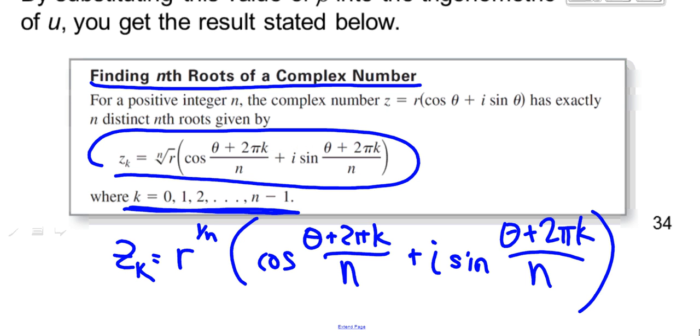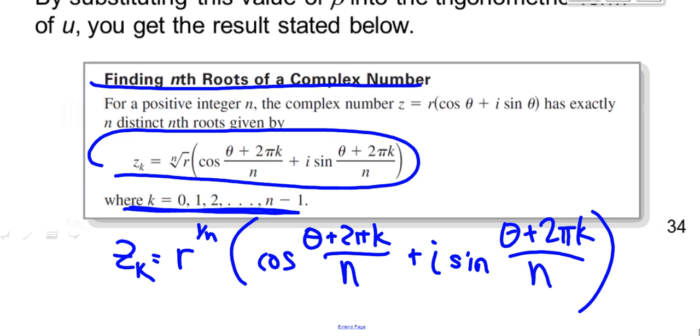We find a bunch of these as we go, because if we're taking the sixth root, like that first one, then we would have k equals 0, 1, 2, 3, 4, 5. Do you agree with that? Because this k starts at 0 and goes to 5. And so it's r to the 1 over n. Think about when we were finding the sixth root a minute ago: r to the 1/6. And then cosine of theta plus 2 pi k divided by n.